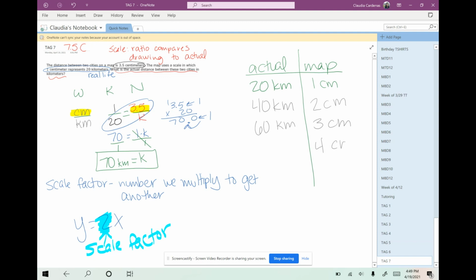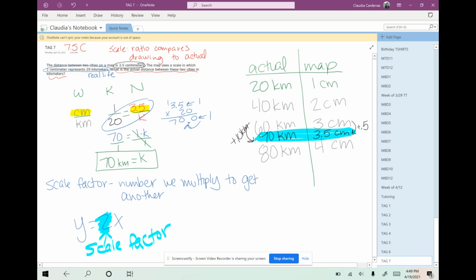If I add another 1 centimeter to my table, then I would have to add another 20 kilometers to my actual side of the map. And then I get 4 centimeters and 80 kilometers. Now, I don't want 4 centimeters. I don't want 3 centimeters. I actually want 3.5. So I'm going to add half of a centimeter to get from 3 to 3.5. What would we have to do if we added, instead of 1 whole centimeter, half a centimeter? Instead of adding 20 kilometers, how many kilometers do we have to add? Well, half of that, so 10 kilometers. That would be 70 kilometers. And sure enough, that matches what we got in our answer using our proportion method.